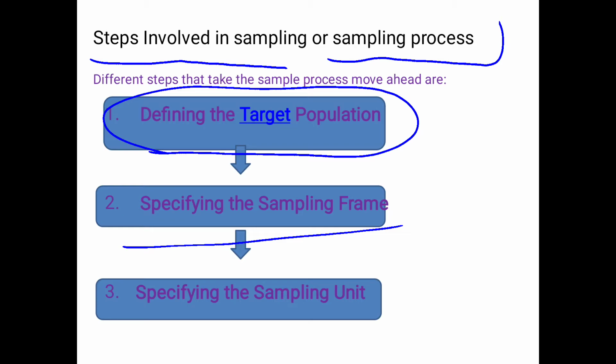Now after specifying the sampling frame, next you go for the third step, specifying the sample unit. The term sampling units means the population units selected in the sample. I repeat, the population units selected in the sample are called sampling units. They could be geographical, for example, regions or districts or cities, wards, etc. These are called the sampling units.